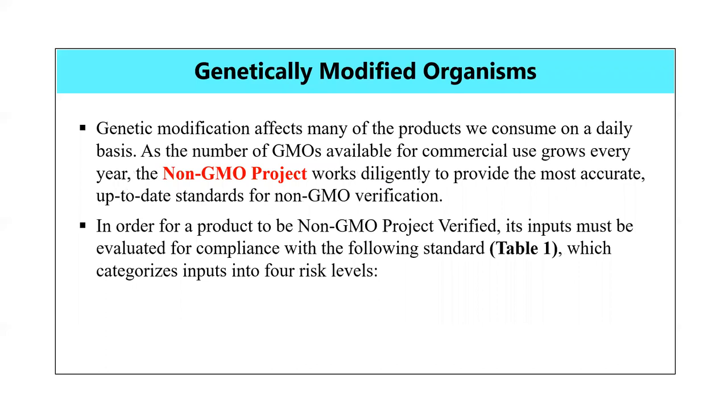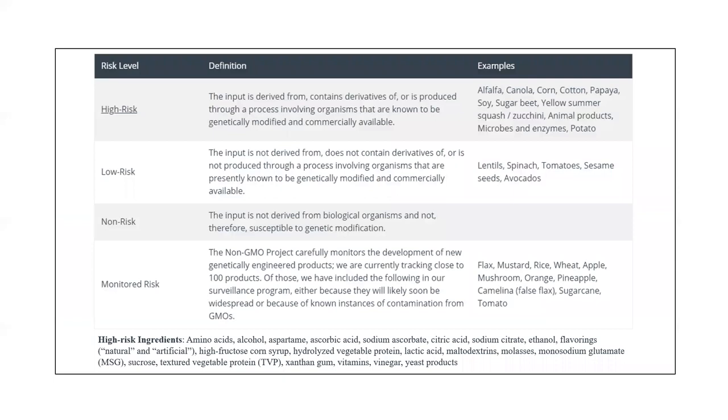There is an organization, which we call the Non-GMO Project, that works diligently to provide us the most accurate, up-to-date standards for non-GMO verification. In order for this organization to identify a product as a GMO or not, its inputs must be evaluated for compliance with the following standard, which categorizes inputs into four risk levels. These are the risk levels: we have high risk, low risk, non-risk, and monitored risk.